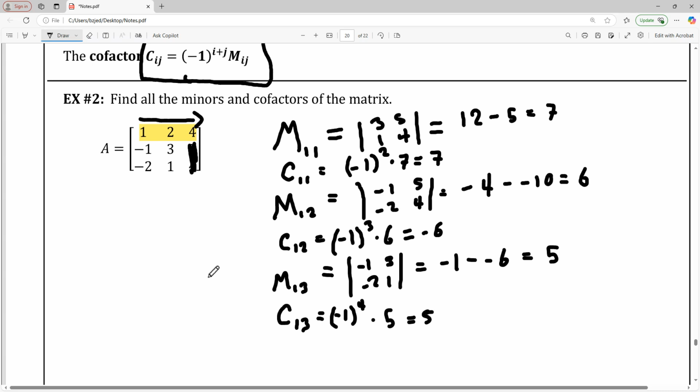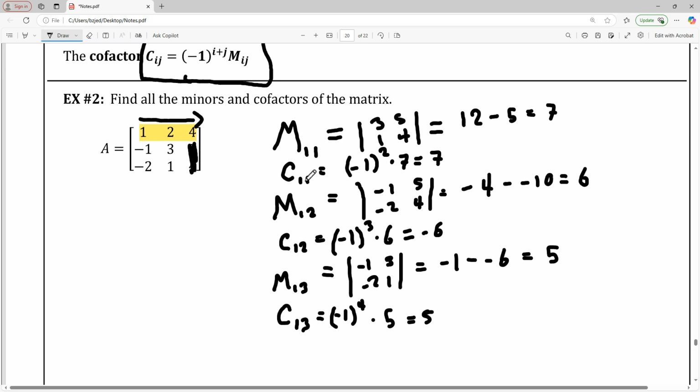You might have noticed as I was writing it, but there's a really cool pattern with this. No one ever writes out the formula this way. It's too much work. The answers we got were either identical to the minors, like we got in the first one and the last one, or it's the opposite. And the way I know which one it is: if the row plus column is an even number, so 1 plus 1 is 2 or 1 plus 3 is 4, the cofactor will just be the exact same as the minor.